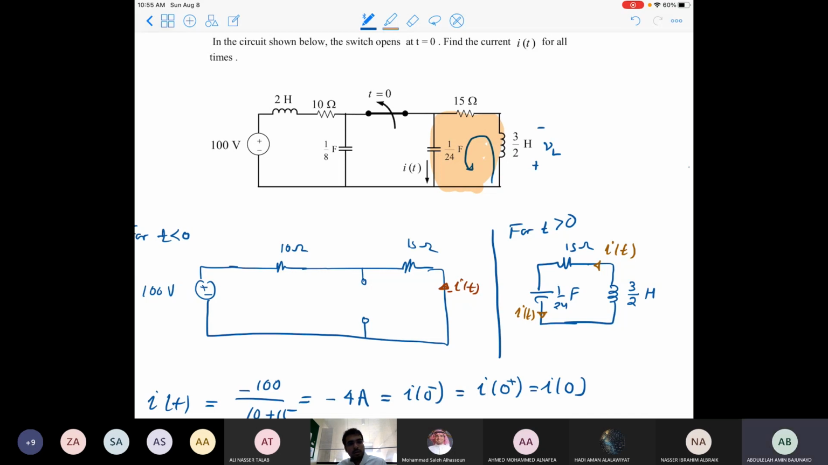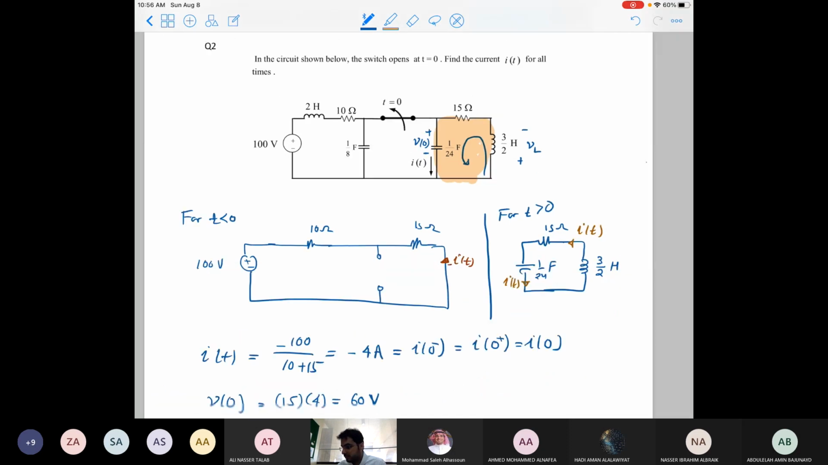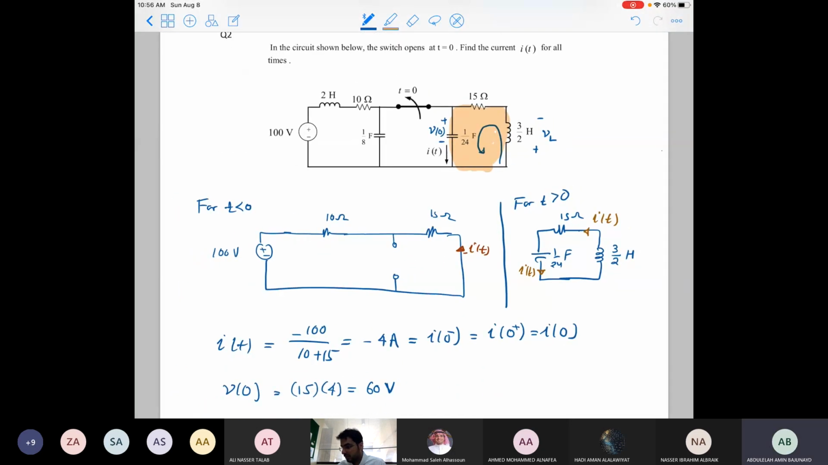No, not equal, I mean the terminals. The terminal of the inductor, according to the passive sign convention, this is the direction of the voltage, because the current is flowing this way, and this is the direction of the voltage across the inductor. Okay.